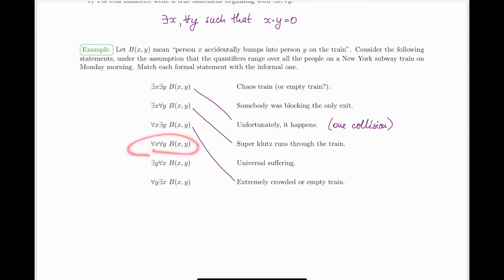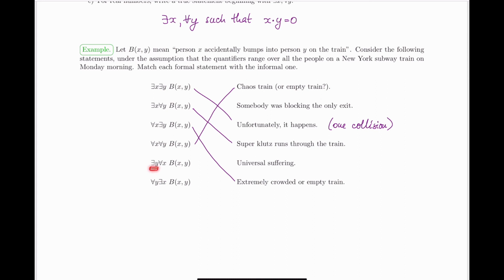Let's see here. For all X and all Y, the collisions happened. So no matter who you pick, for every single person you picked, they've bumped into every single other person. They're like little molecules bumping into literally every other molecule that is present. And this is generally what we call chaos. This also might represent an empty train, so nobody bumped into anybody, because otherwise that will create exponentially many collisions.